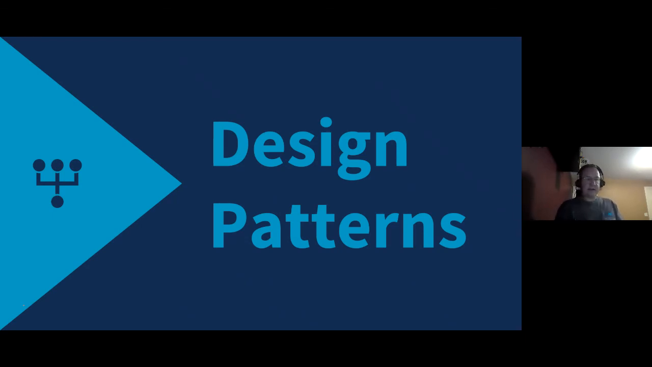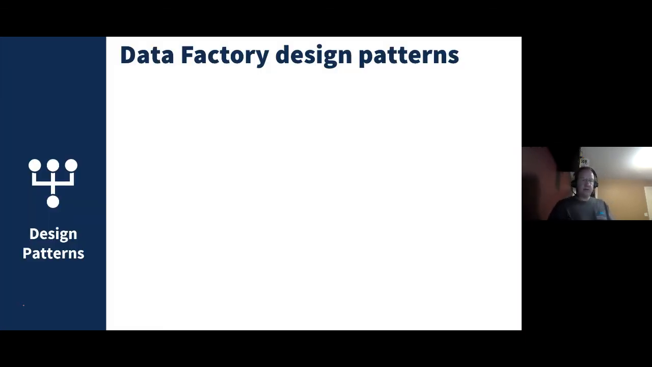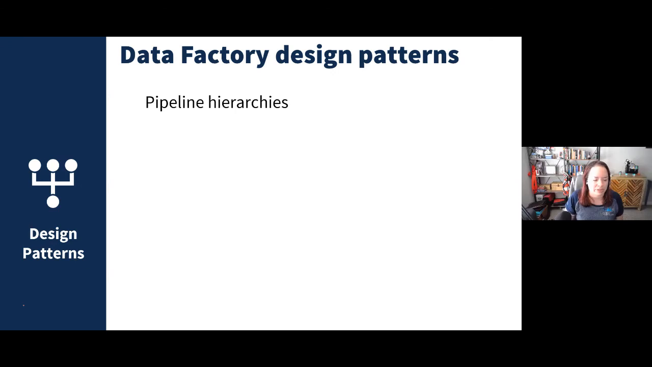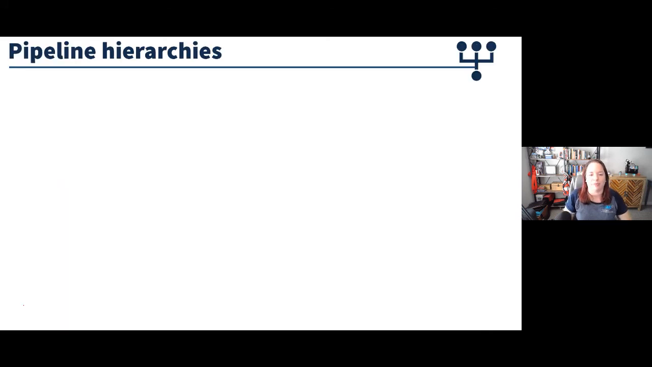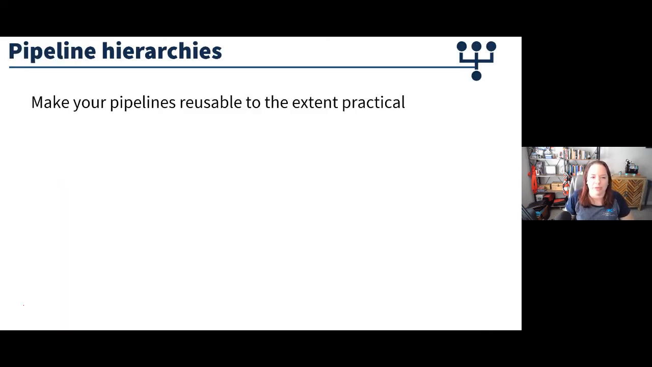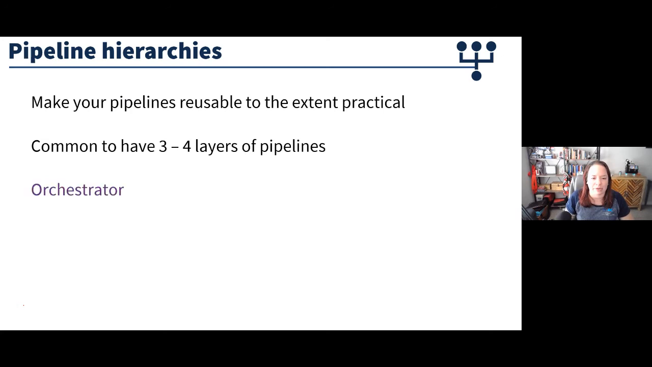All right, we are on our last topic, and we'll just make a couple notes here of things to pay attention to. And the first is pipeline hierarchies. Basically, we're trying to make our pipelines reusable. So it's pretty common to have 3 to 4 layers of pipelines, and you saw that in my screenshot earlier.